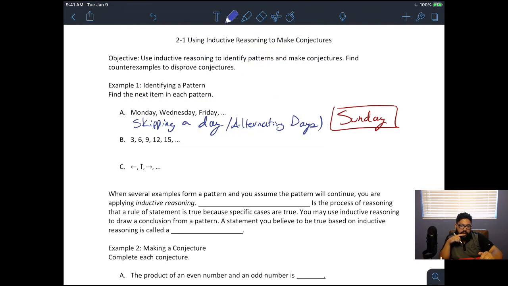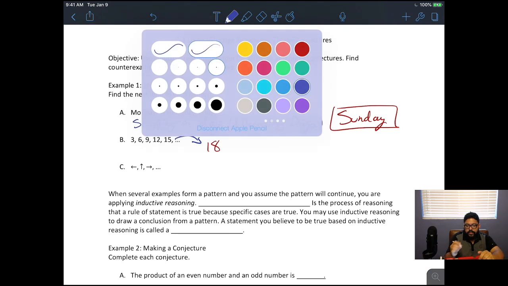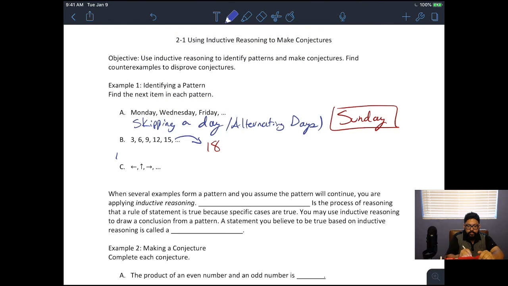Next we have a number pattern. It says 3, 6, 9, 12, 15. What's the next number? Most of you guys probably already said it: 18. And the type of pattern this was is these are multiples of 3. And that was the next number in line.